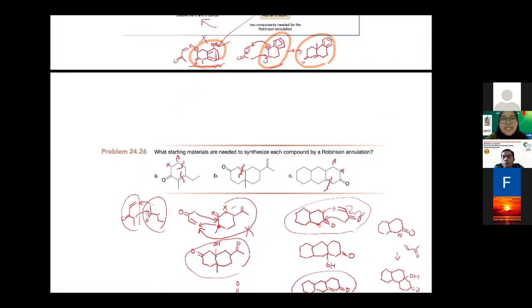Ohayo gozaimasu, Sensei. Dear Professor Yoshihito Shiono, allow me to introduce myself. My name is Muhammad Fakih Albi from class A. I have one question. Why in the Michael reaction does the nucleophile enolate always attack the beta carbon, not the alpha carbon?